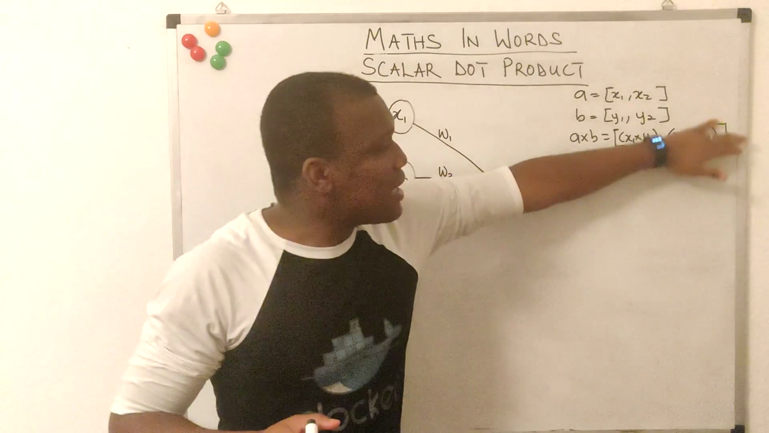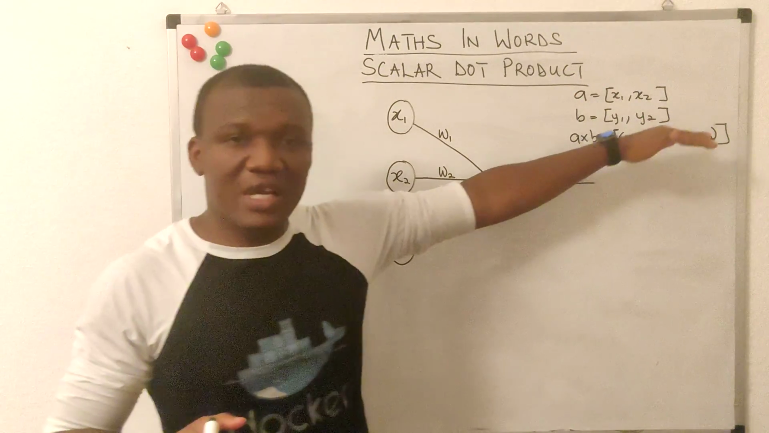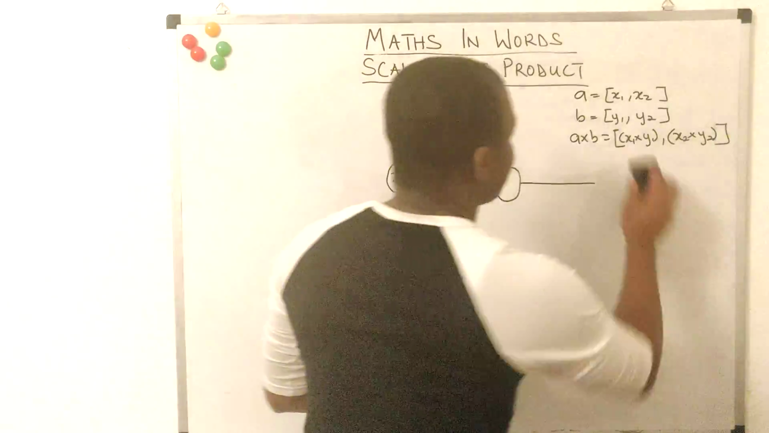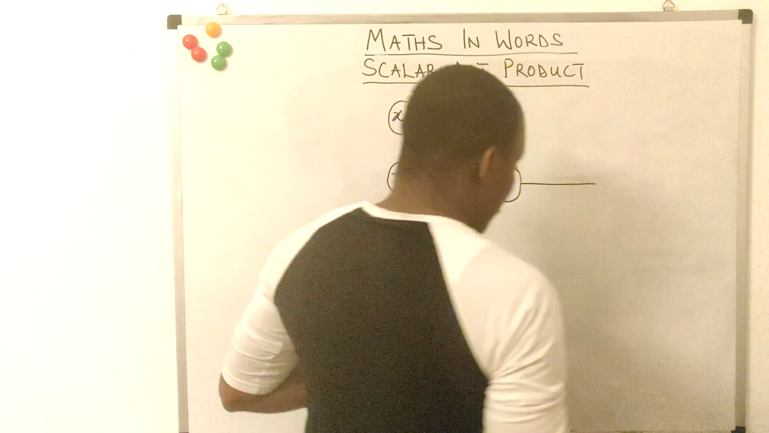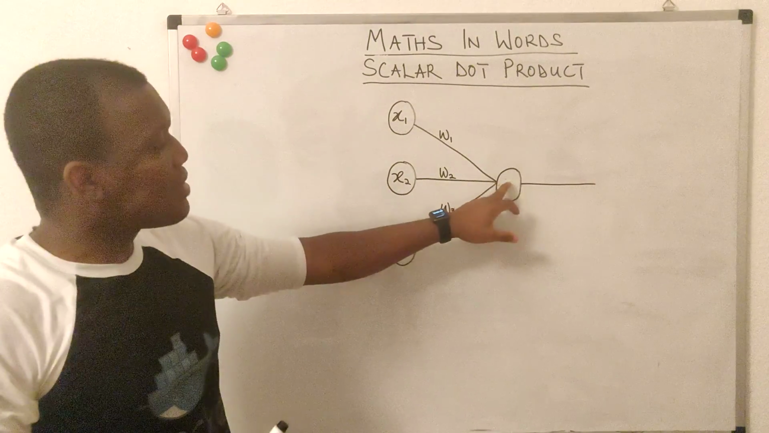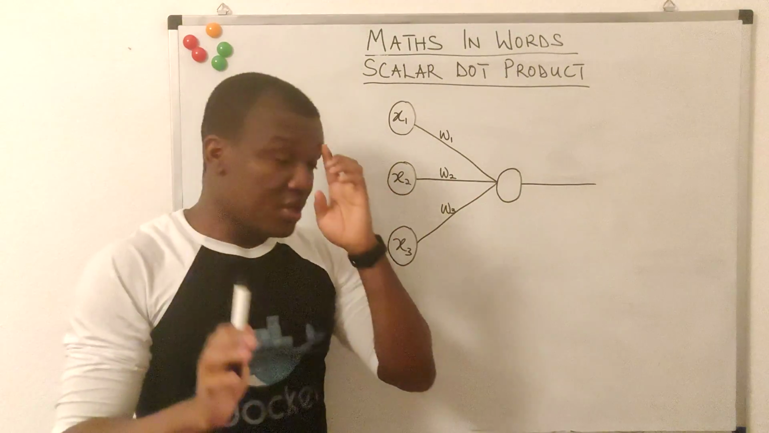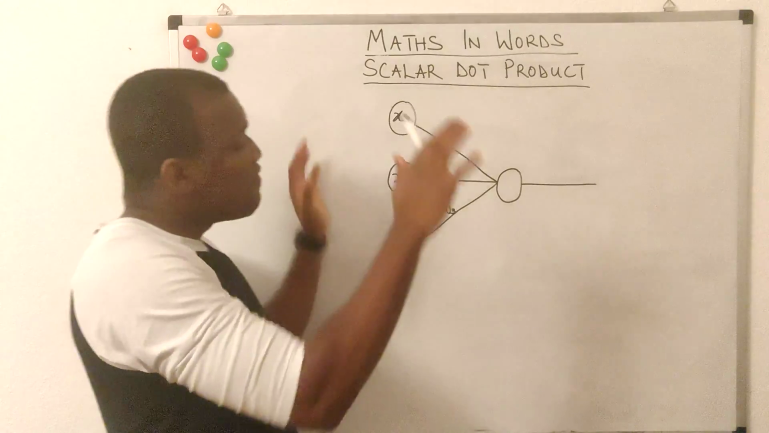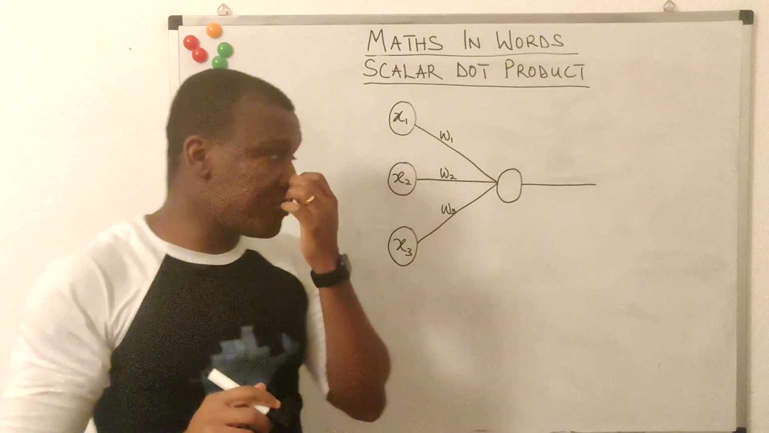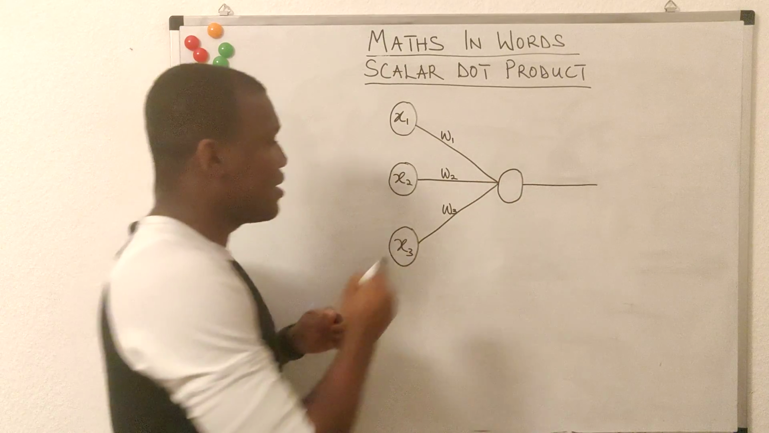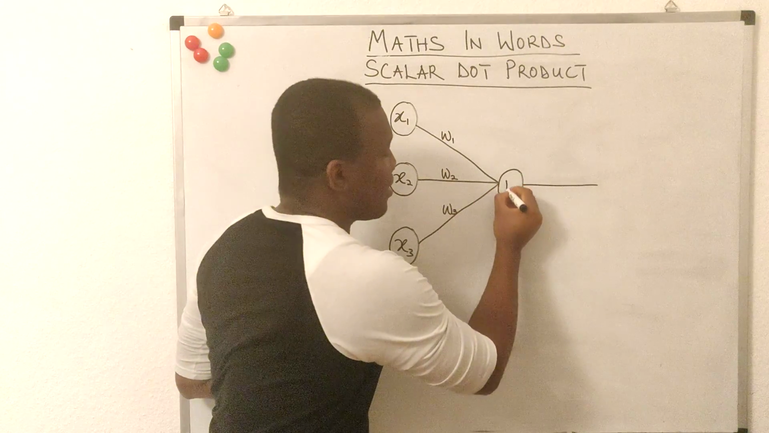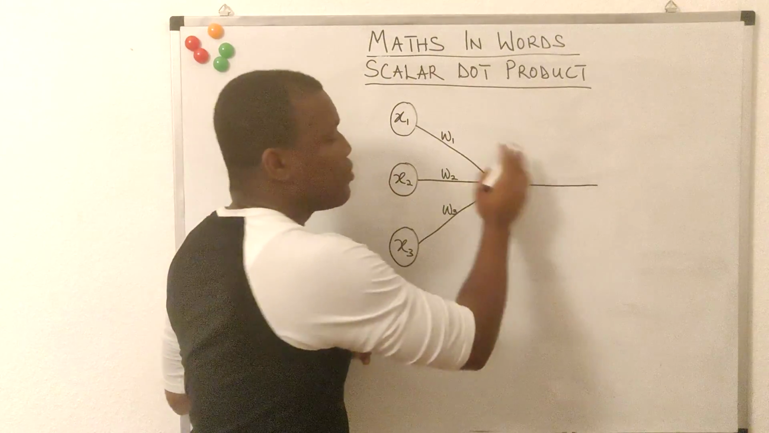But the mathematics is different from what you are seeing here. So what you see on the board is a single neuron. And this is a very simplified view of how a single neuron operates. I'm going to represent it as an N, so you know this is the neuron we are talking about.